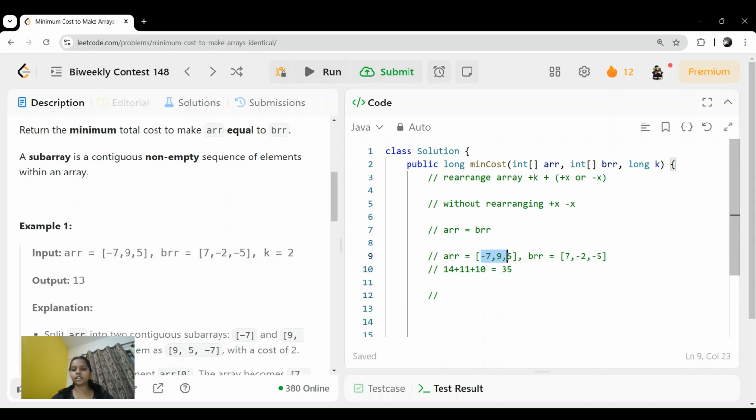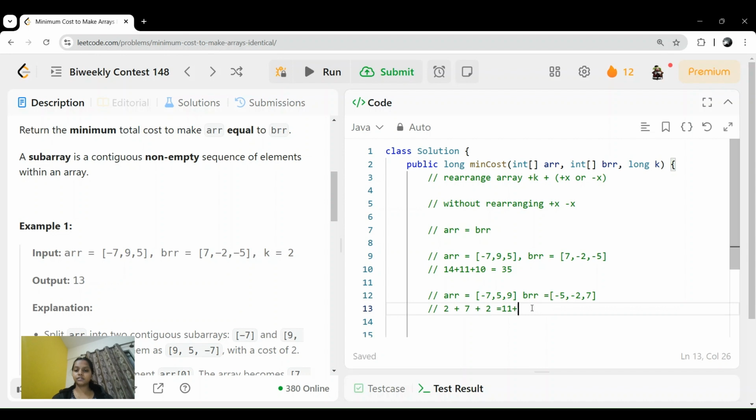Right now, without rearranging, we are finding the difference. For rearranging, we will sort both arrays: the first is -7, 5 and 9, and the brr will be -5, -2 and 7. So the differences are: -7 and -5 gives 2, 5 minus -2 is 7, and 9 minus 7 is 2. Now 2 plus 7 plus 2 is 11.